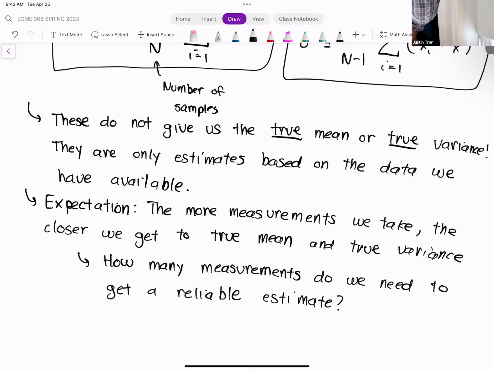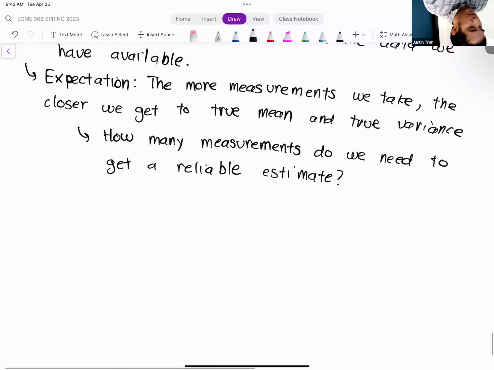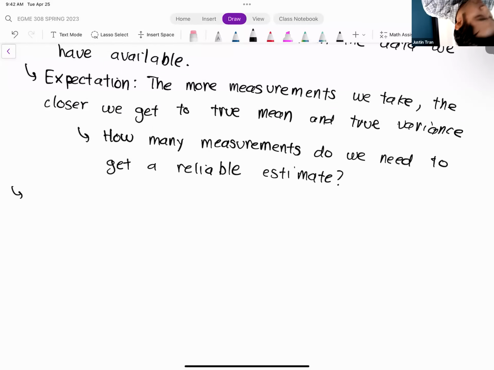Confidence interval is going to give us a way to do that. All right, so let's go ahead and define confidence. The confidence interval of an unknown parameter is the interval that describes, with some level of certainty, the value of that unknown parameter.